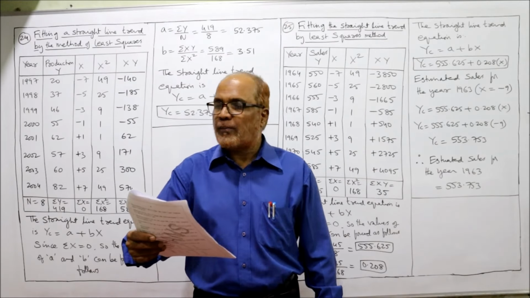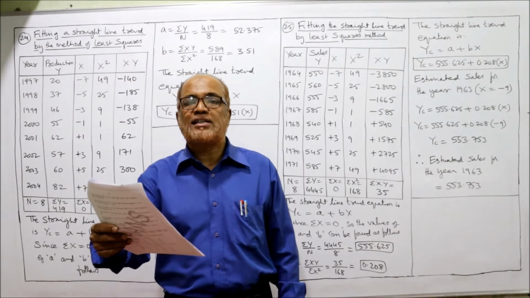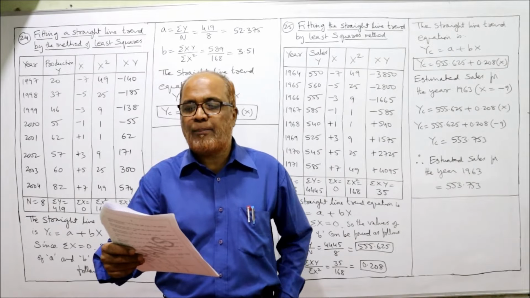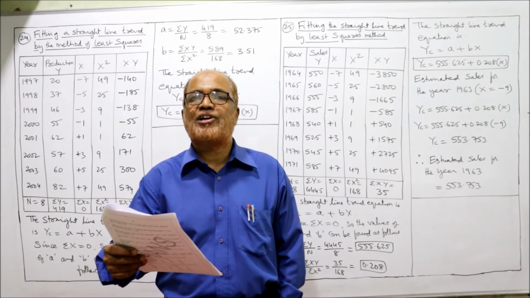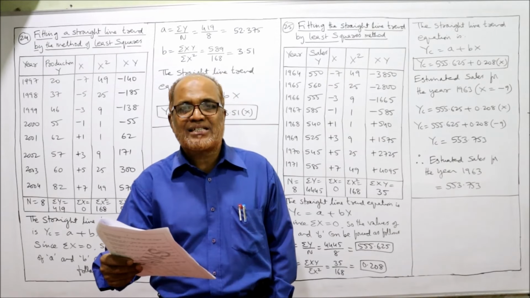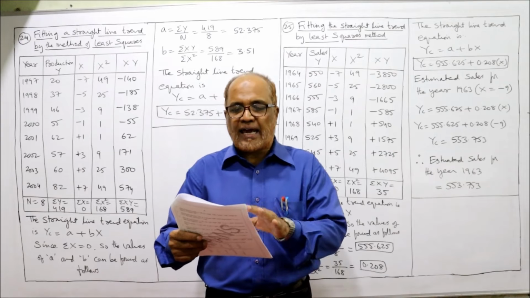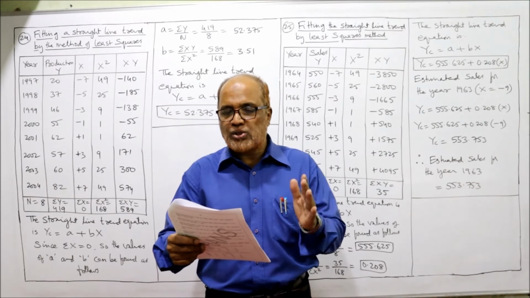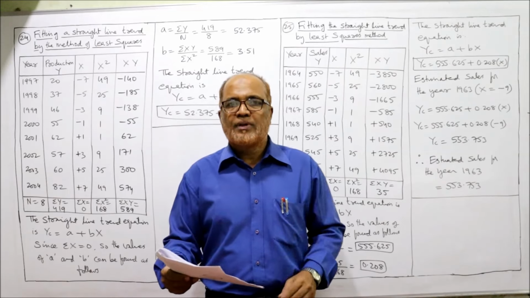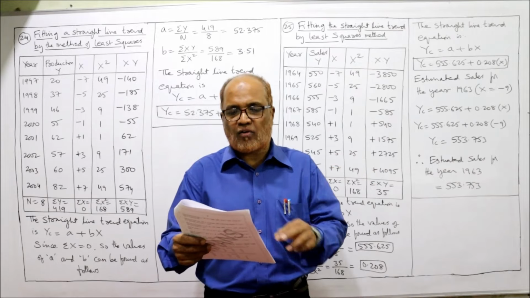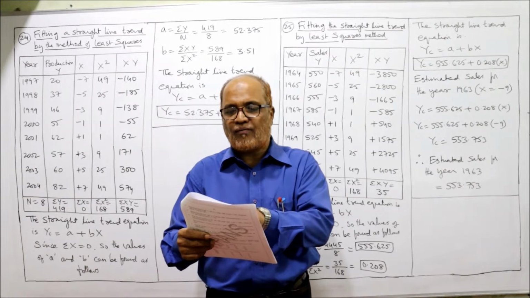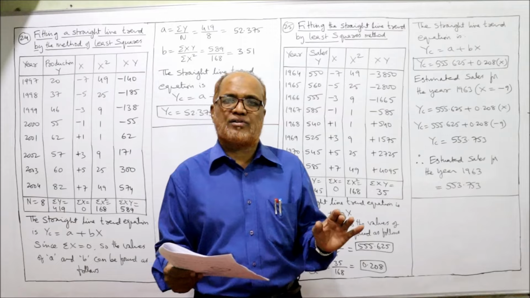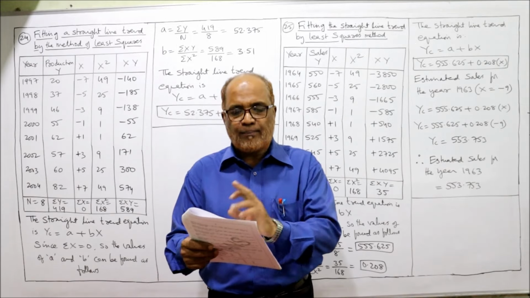Come on, the next problem, problem number 24. See the 24th problem. Fit a trend equation y is equal to a plus bx. This is a straight line trend equation according to the least squares method. Years 1997, 98, 99, 2000, 2001, 2, 3, 4. So in sequence years are given. For how many years? 1, 2, 3, 4, 5, 6, 7, 8. 8 years of data is given. Even number of years. Then production is given.